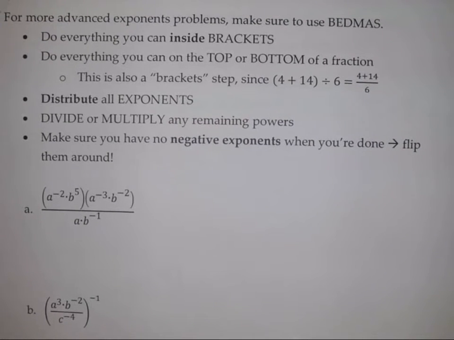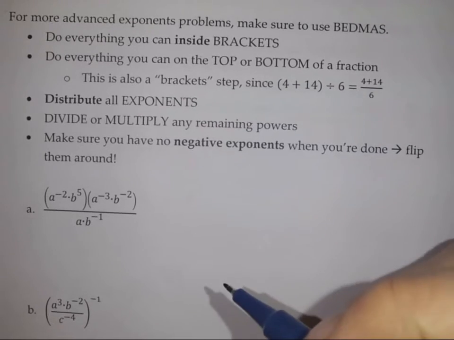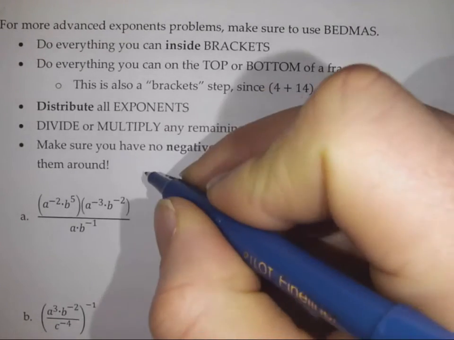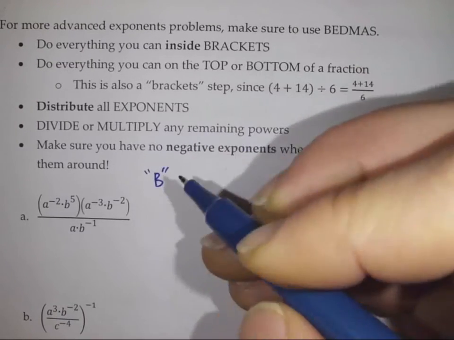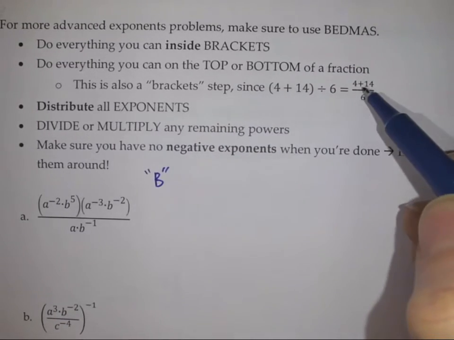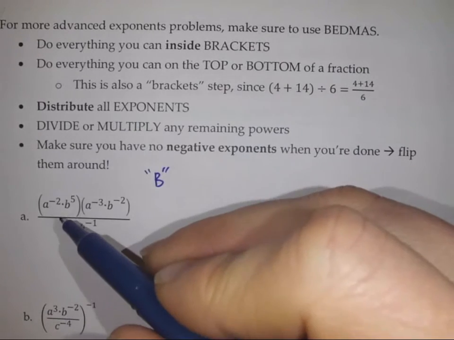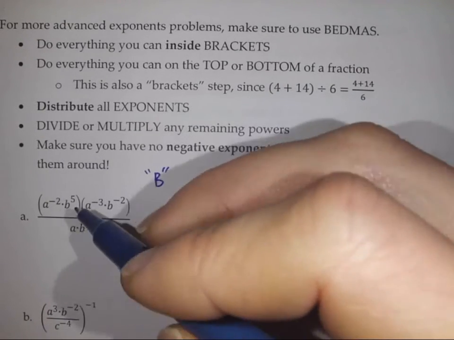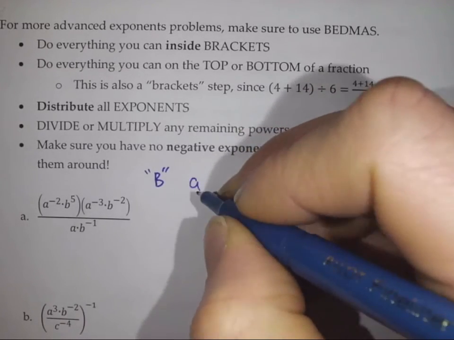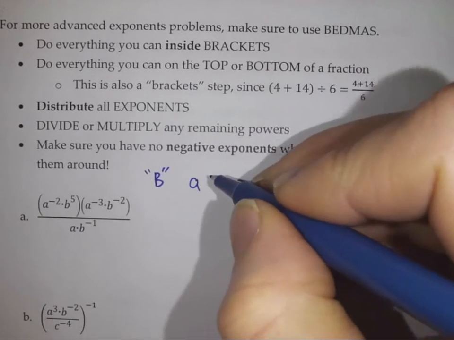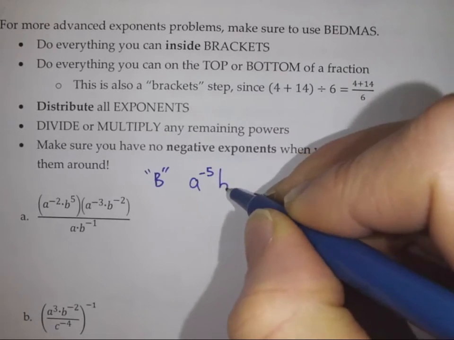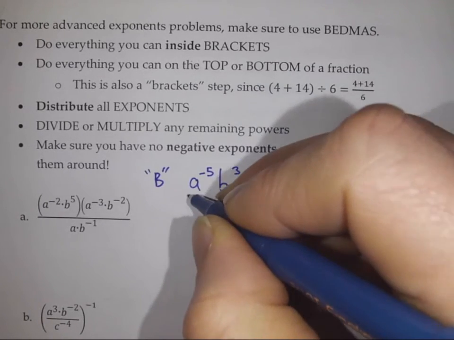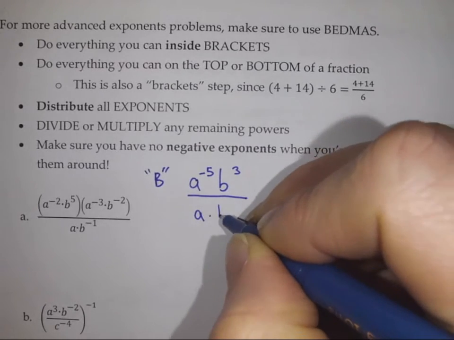All right. So, check brackets. Can we do anything inside brackets? Not really, but we do have a pseudo bracket step, a kind of bracket. We have the thing on the top of a fraction, and actually, we could multiply these things together if we want. So the first thing I'm going to do is multiply these together. I'm going to get a to the power of negative 2 plus negative 3, that's a to the power of negative 5. B to the power of 5 plus negative 2, or b to the power of 3, over a times b to the power of negative 1.